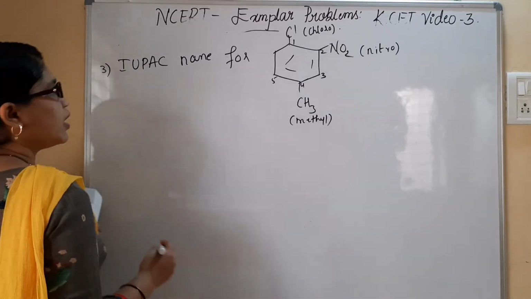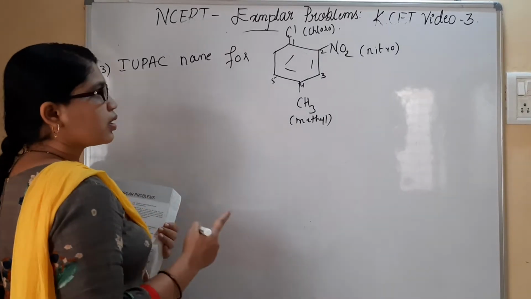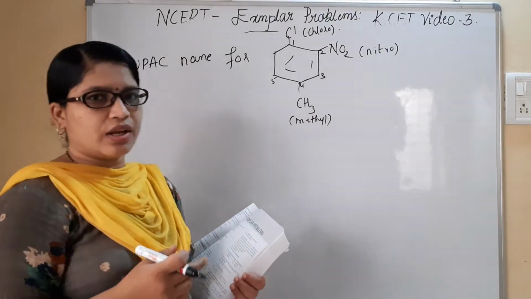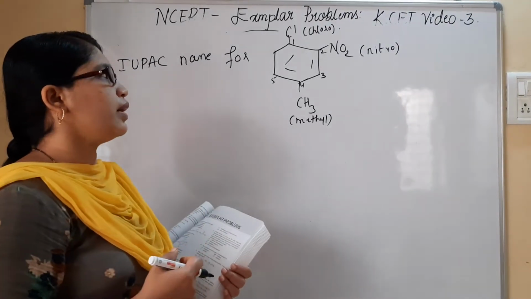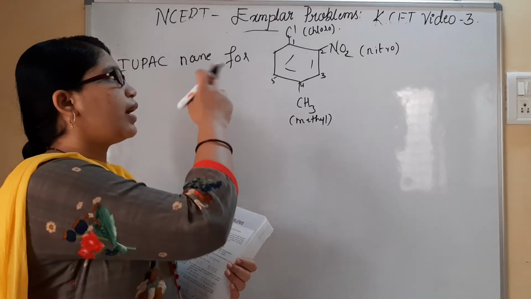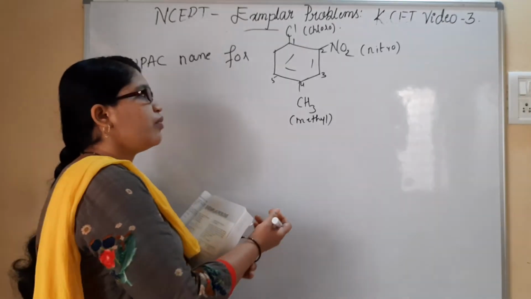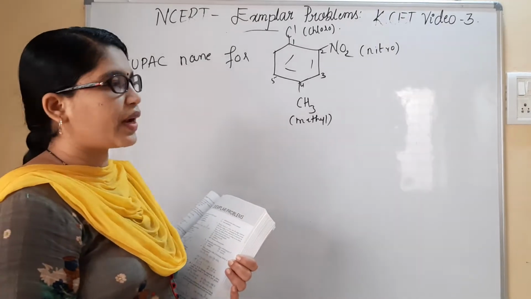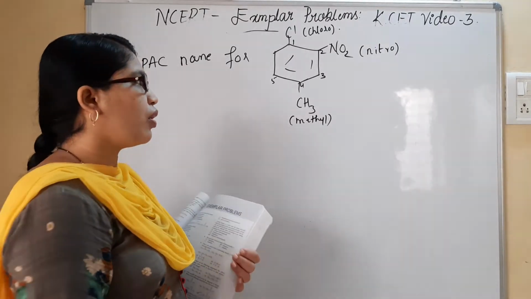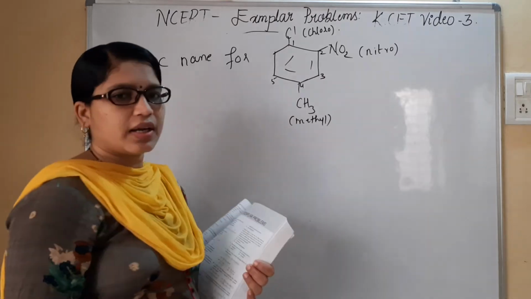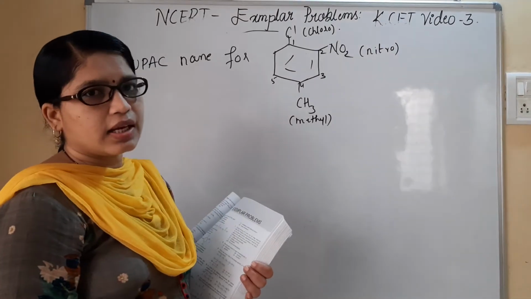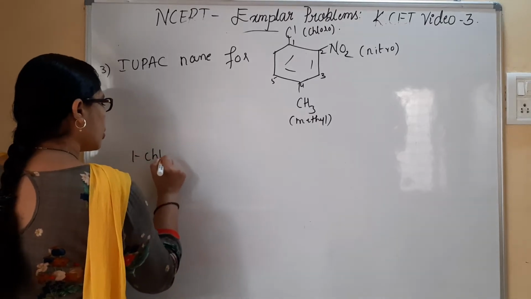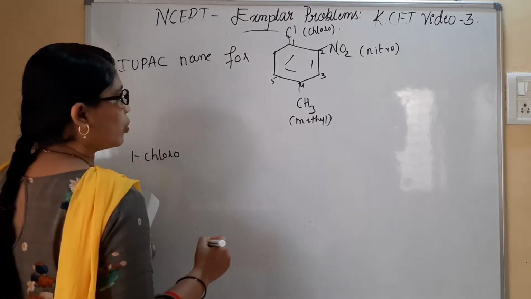So what should be the name for this one now? We will write the name starting from Cl. 1-chloro we will be taking. Then we have a nitro group as well as a methyl group. Out of these two, which one will come first according to alphabetical order? I have methyl, right? M comes first, then N comes.